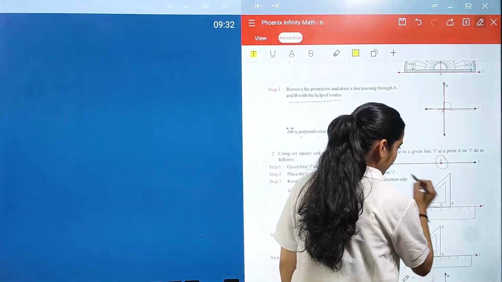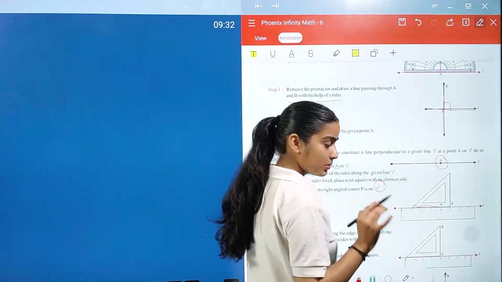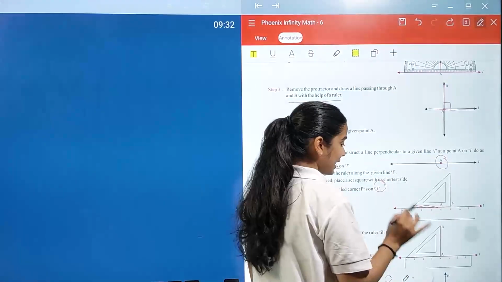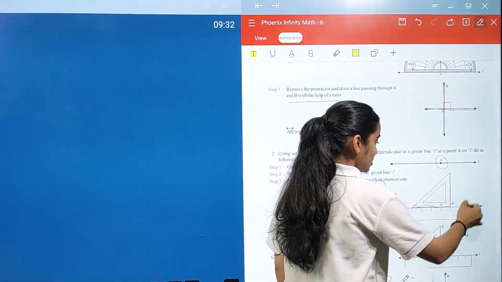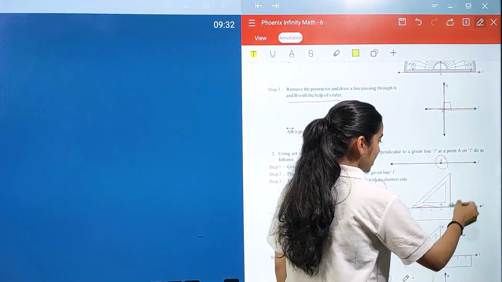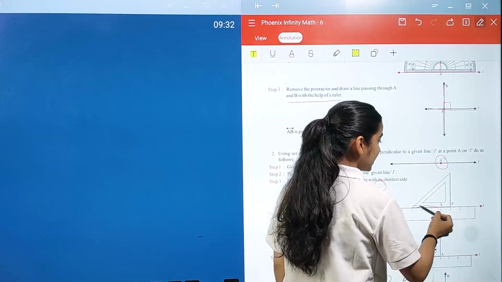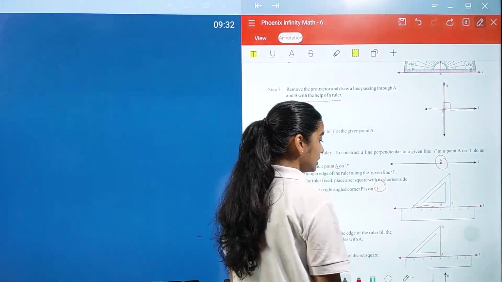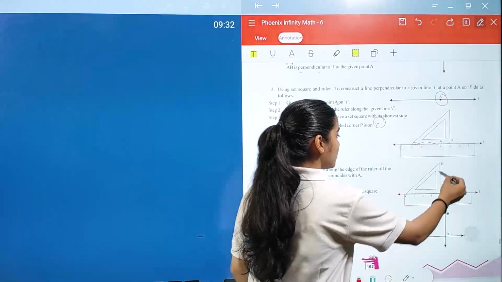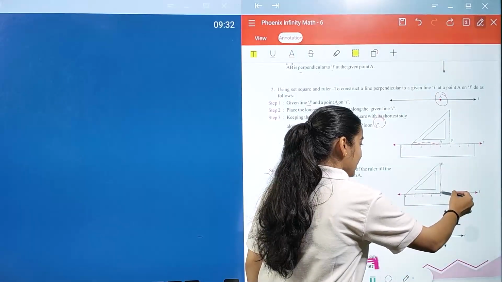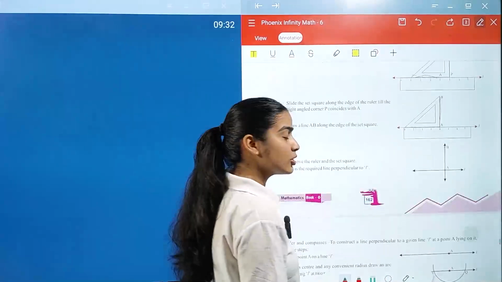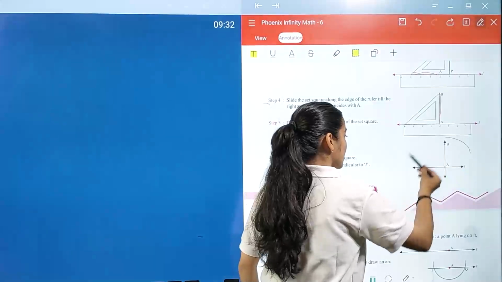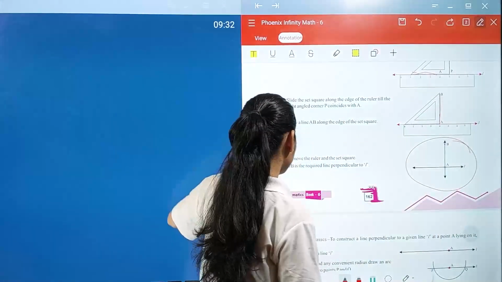This is your ruler. You have to place it on your line L. After this, you have to take your set square and place it like this, so that its 90-degree corner lies on L. After this, you just have to draw a straight line and remove your set square, and after this what you observe is the formation of perpendicular lines.